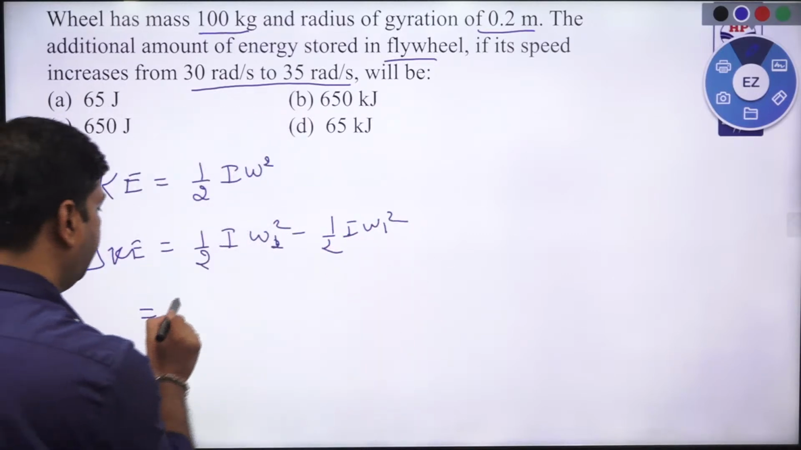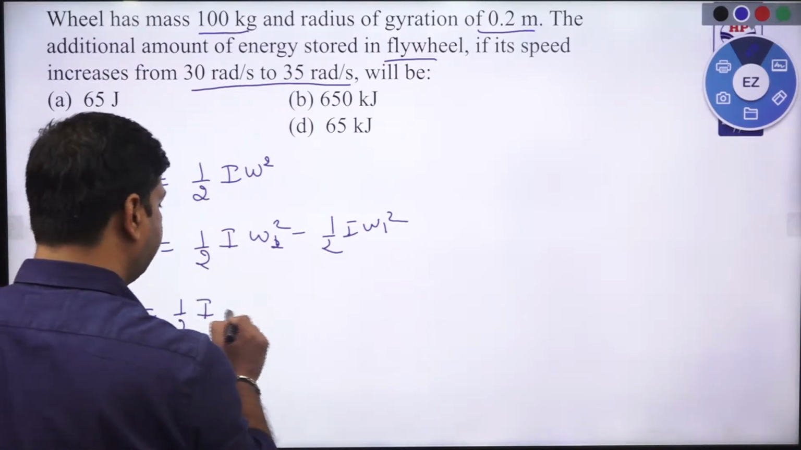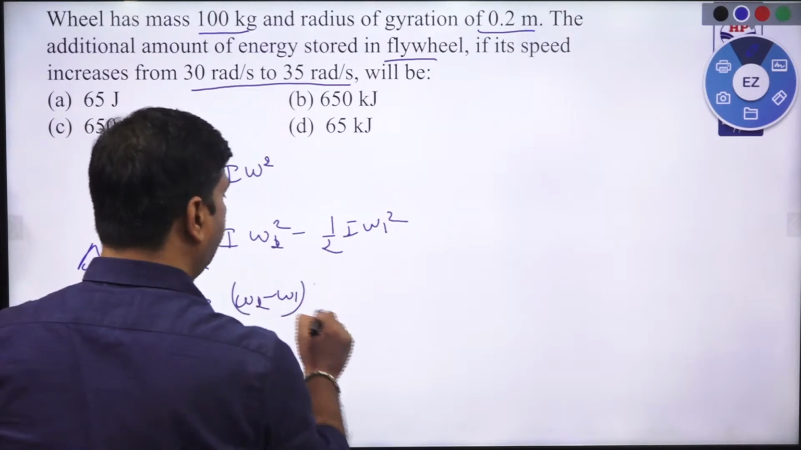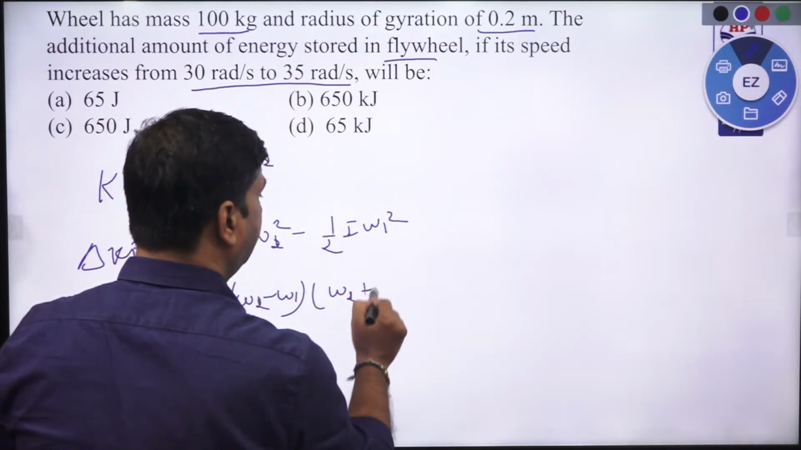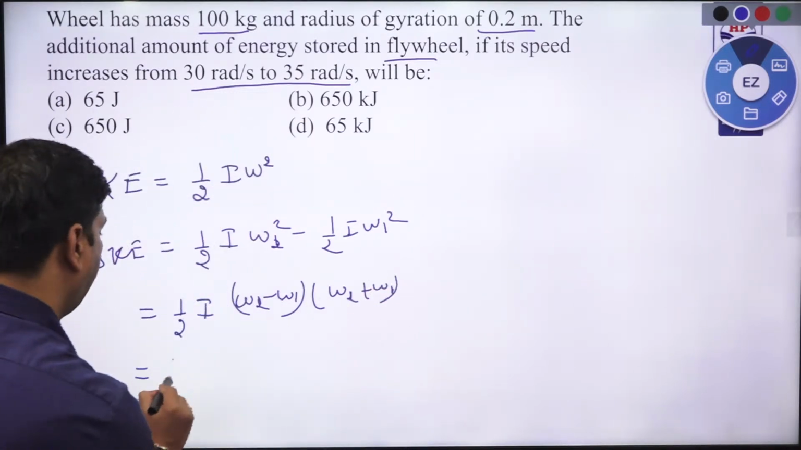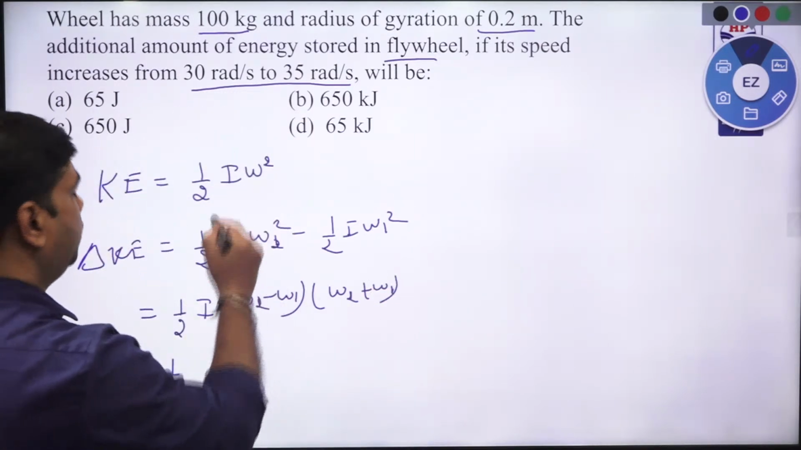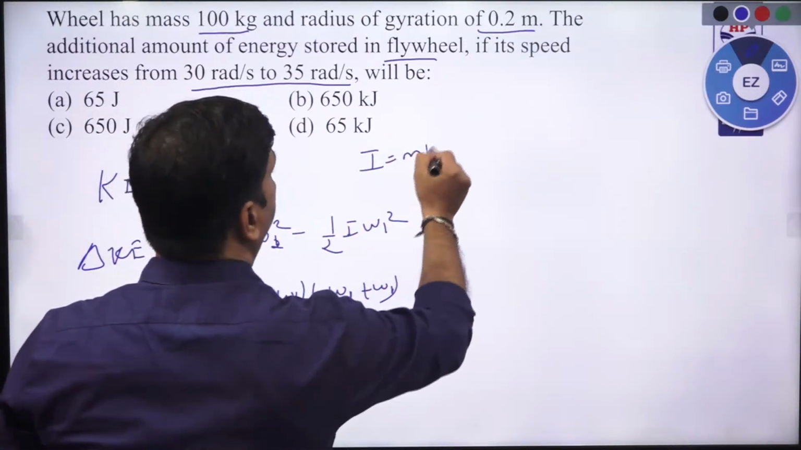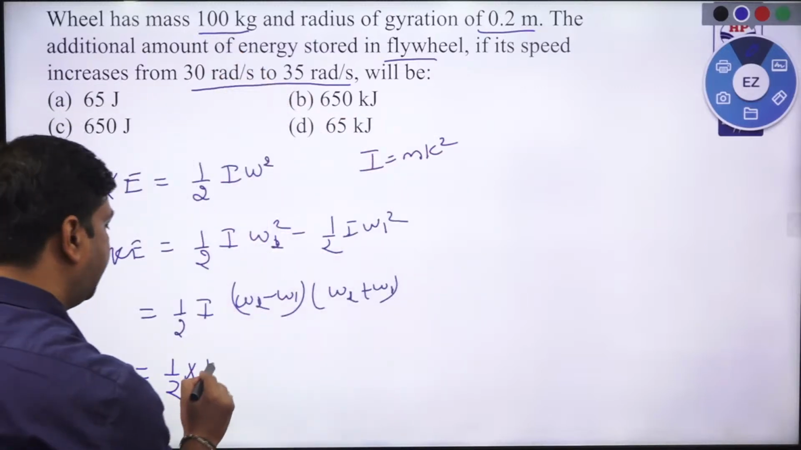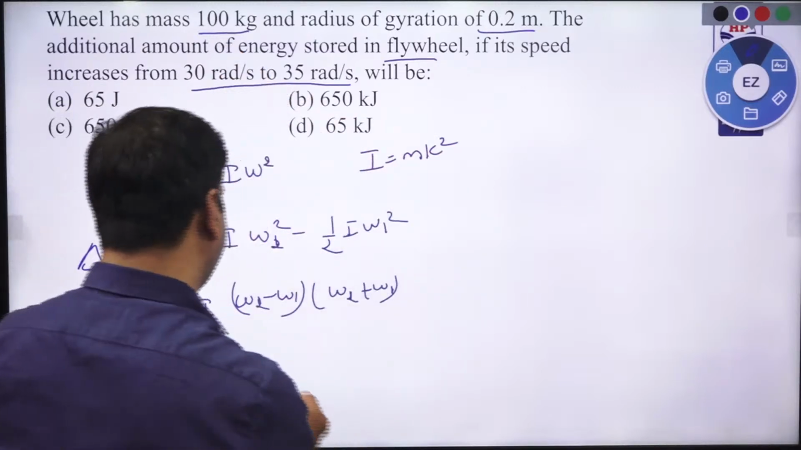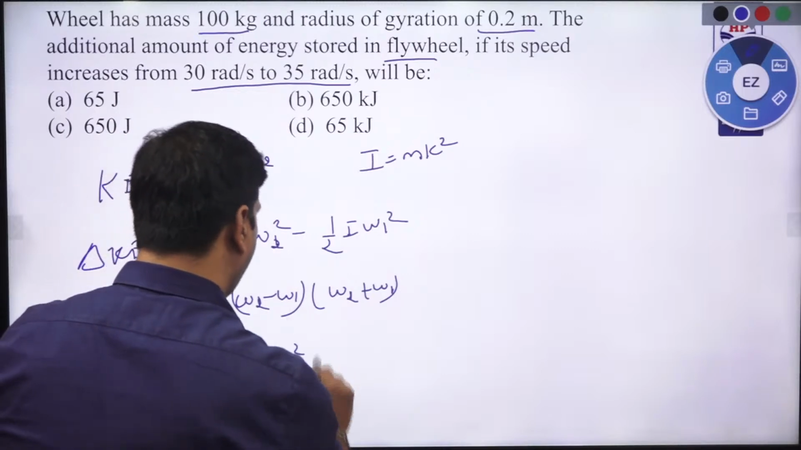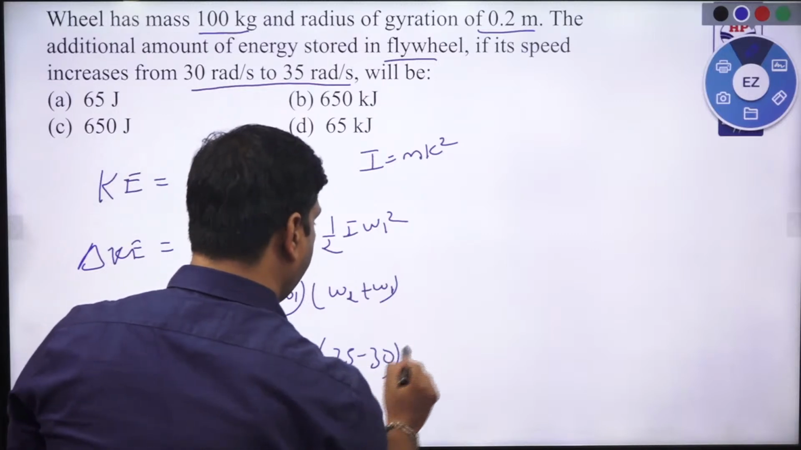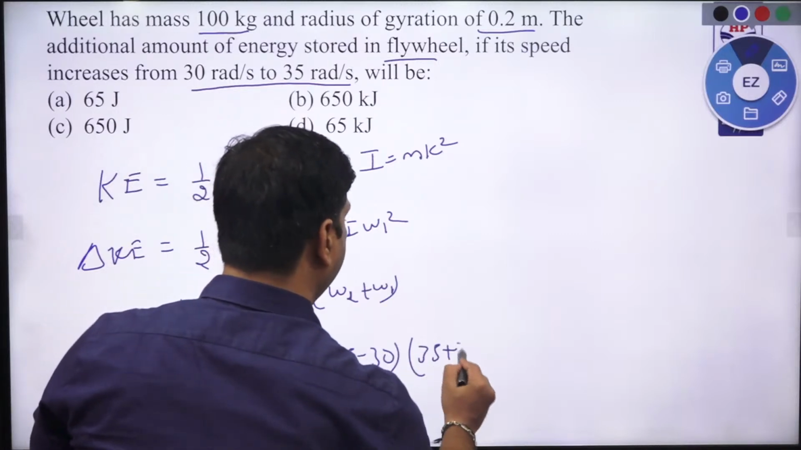If I take the common half of I, we can write this as omega 2 minus omega 1 times omega 2 plus omega 1. So we can write half of I, where the value of I is m k square. The mass is 100 kg, radius of gyration is given to be 0.2, so k square. It is 35 minus 30, and this is 35 plus 30.